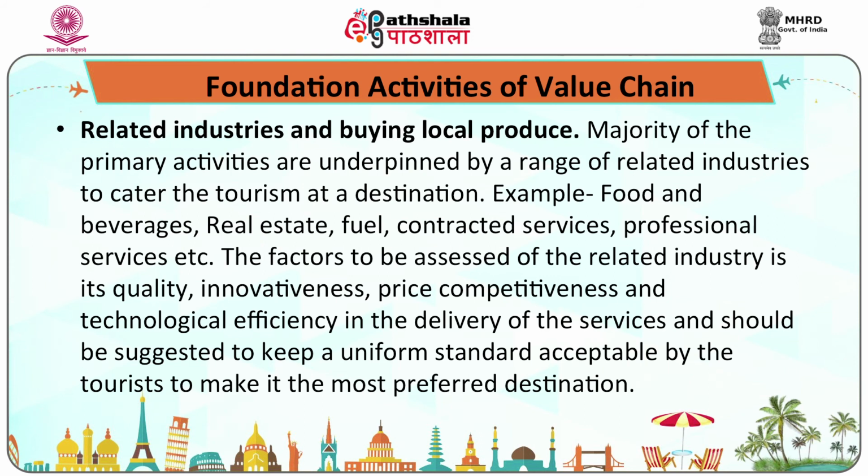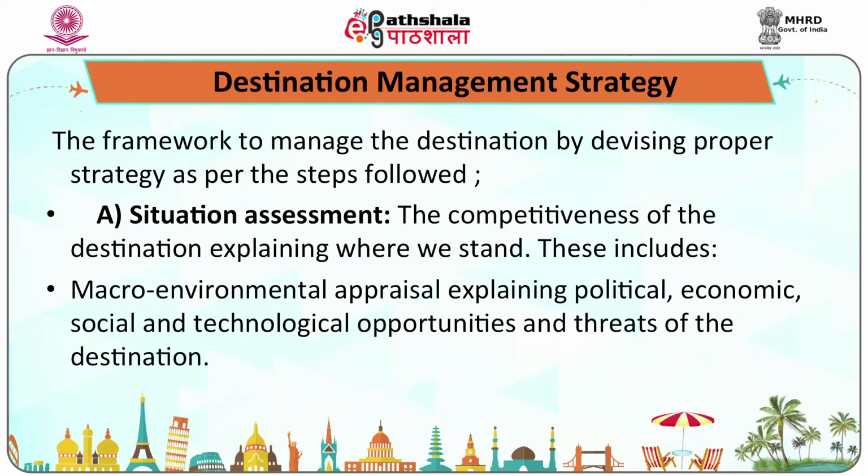Related industries and buying local produce. Most of the primary activities are underpinned by a range of related industries to cater to tourism at the destination. For example, food and beverages, real estate, fuel, contracted services, professional services, etc. The factors to be assessed for the related industry are its quality, innovativeness, price, competitiveness and technological efficiency in the delivery of the services, and a uniform standard acceptable to tourists should be maintained to make it the most preferred destination.